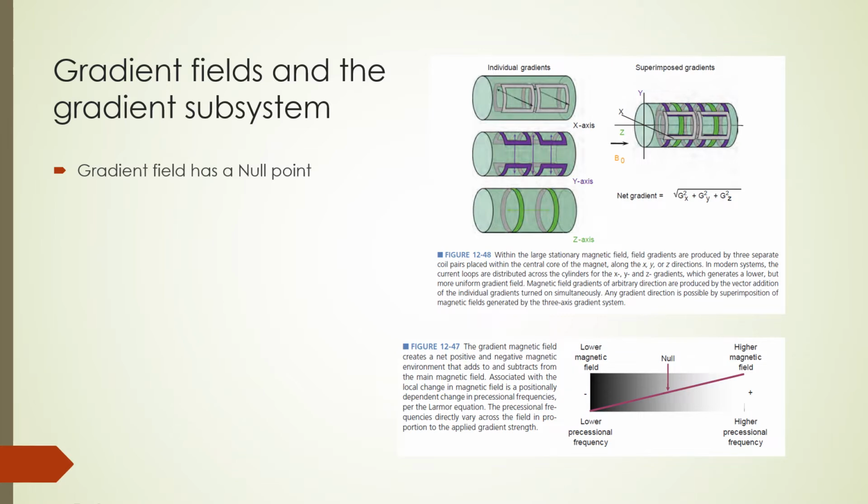The top image shows the gradient coils within the main magnet setup. If all three gradients are activated, the net gradient is a vector sum of the three gradients.